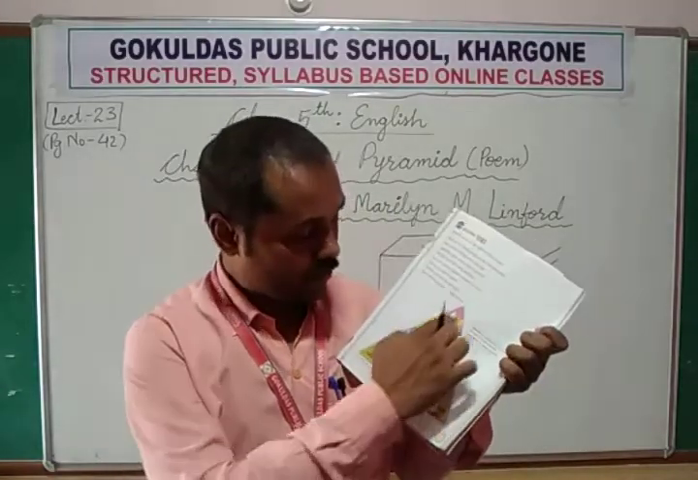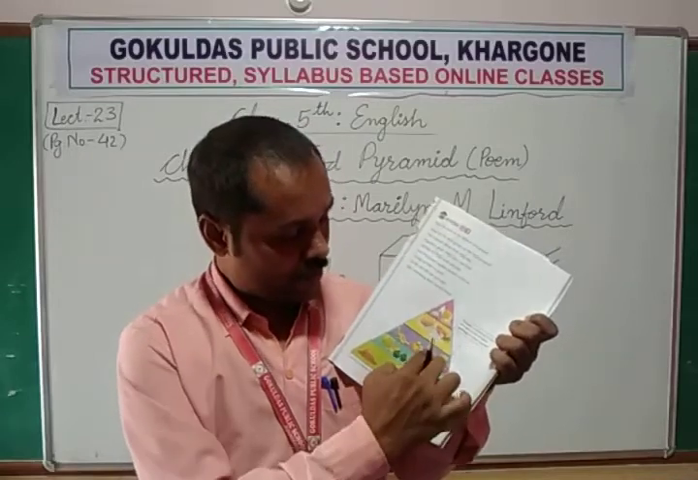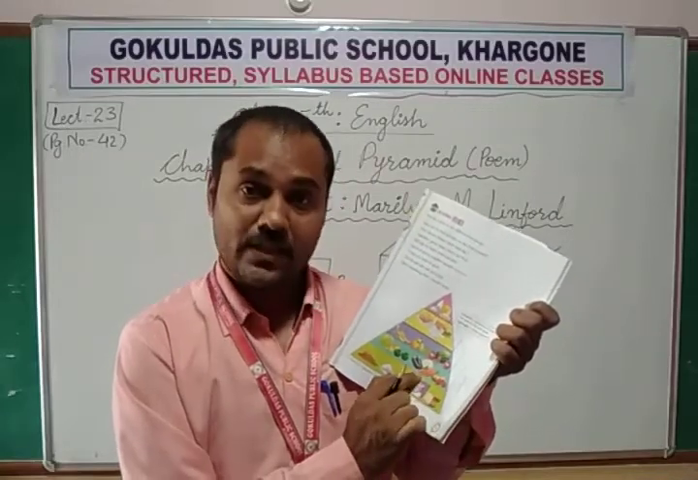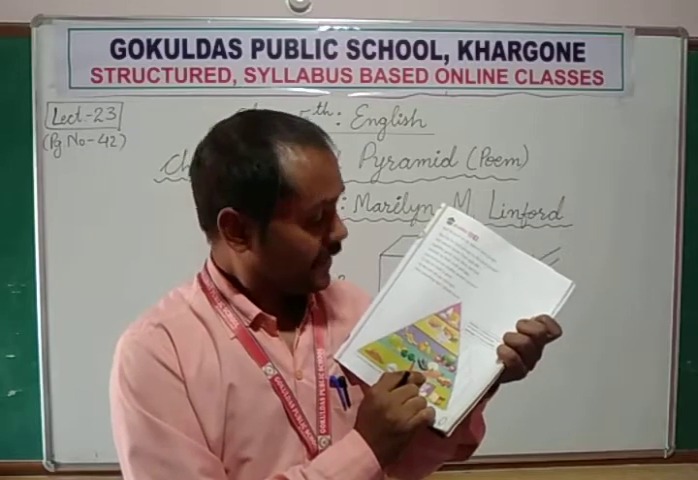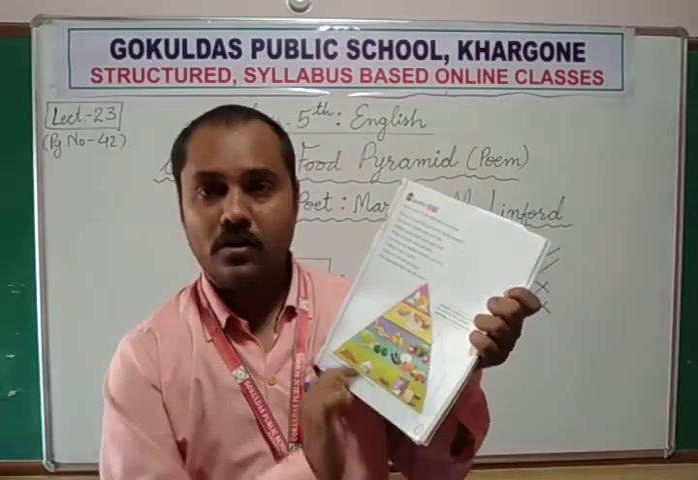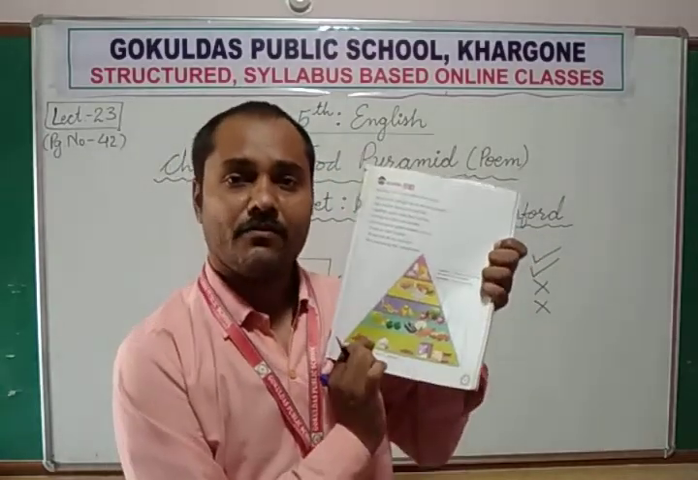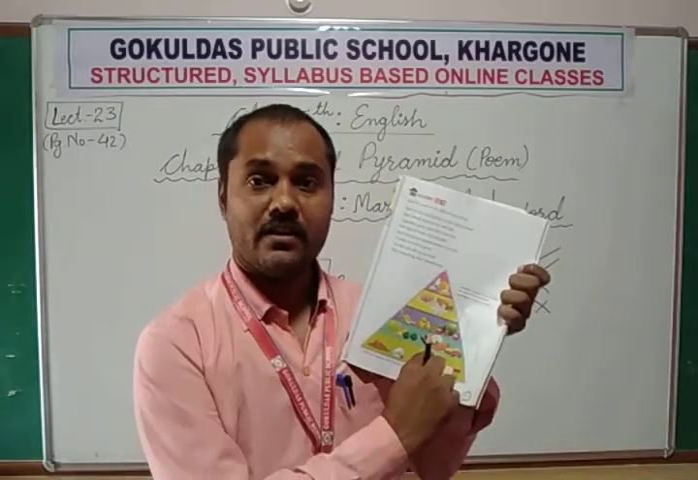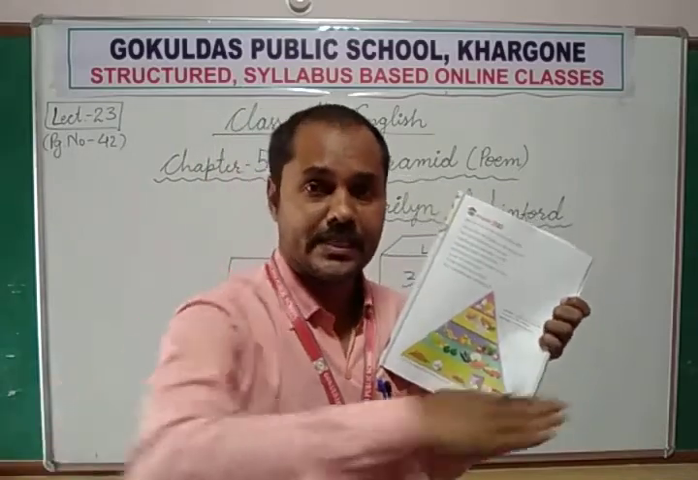Vegetables are on the 4th stage. 1, 2, 3, 4, 5. So 4th stage, vegetables. Then grain is on the last stage, number 5. That is called foundation. Foundation means the base.